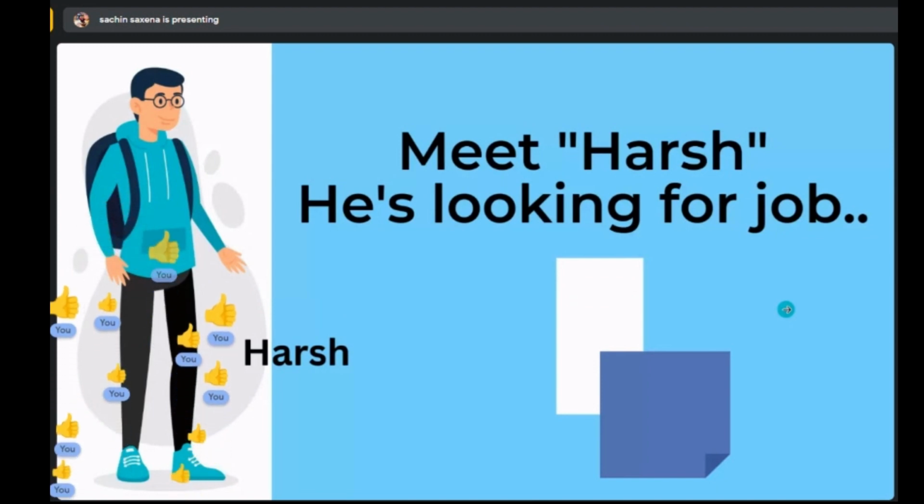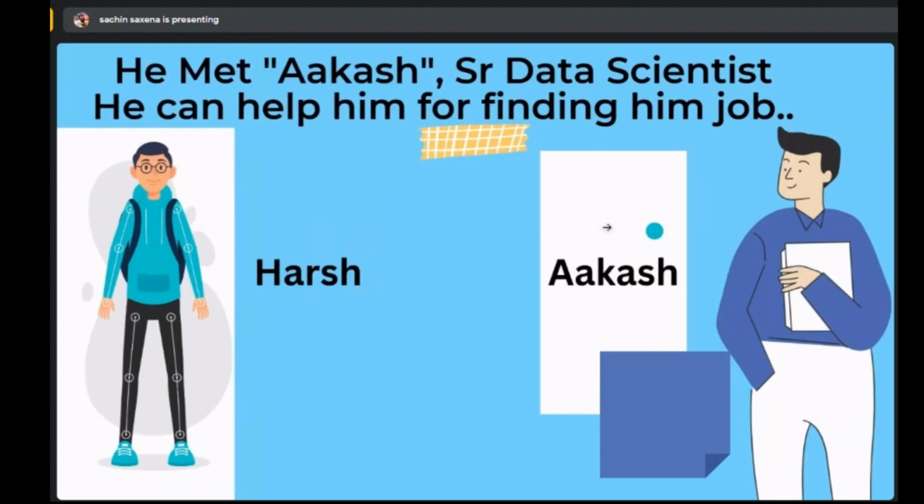So Harsh is from a non-IT background. Maybe he is a web developer or doing some data entry job and not getting a higher salary package in any IT company. So he is searching for an IT career and a much higher package. So he visits an IT company or approaches any person from an IT background. He meets Akash, who is a senior data scientist.